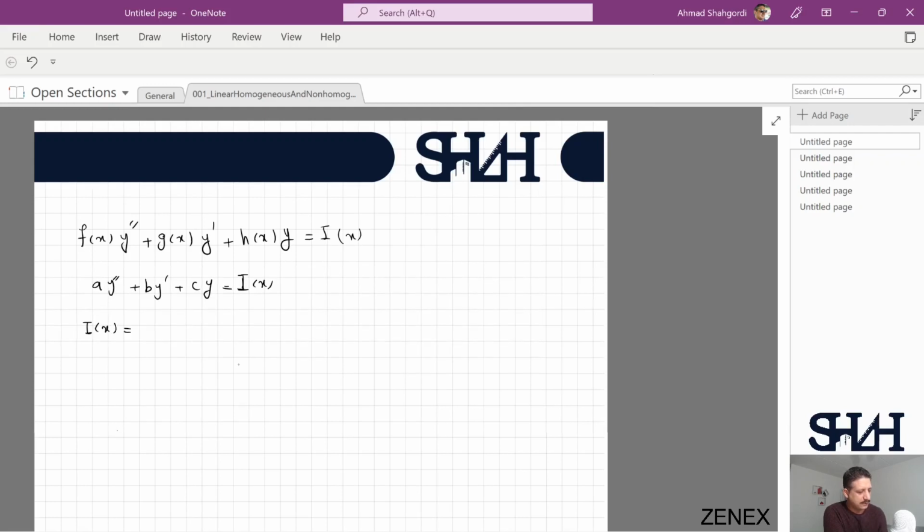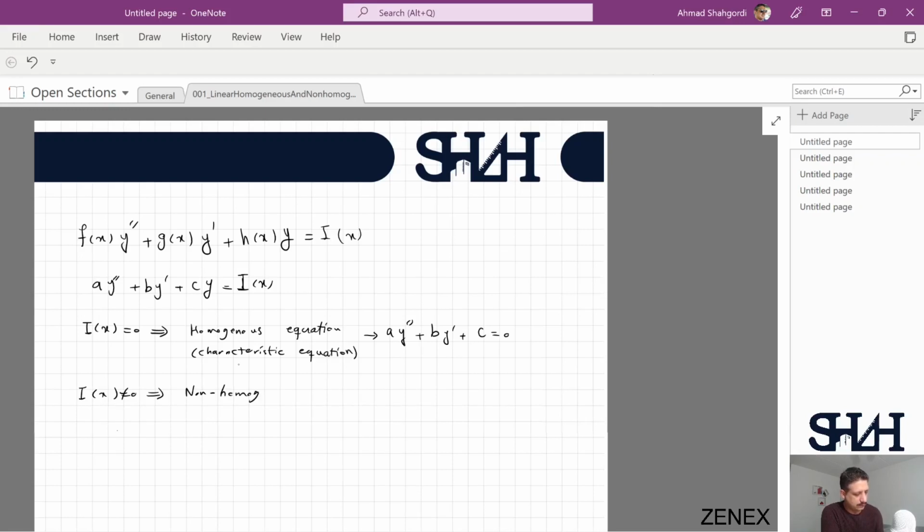If i(x) is 0, then the equation is called a homogeneous equation, or it is called the characteristic equation. So it means that we have a y double prime plus b y prime plus c y equals 0. If i(x) is not 0 and is a function of x, then it is called a non-homogeneous equation.